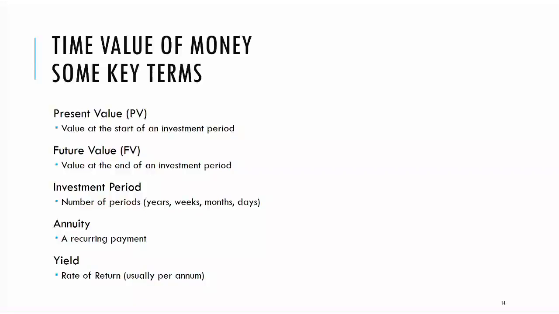What's the best example for the annuity? Loan repayment, mortgage loan repayment. Yield, rate of return. In corporate real estate, property, we talk about cap rate. The same concept, different wording. Yield or cap rate.